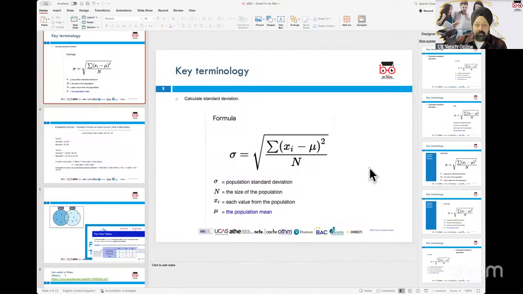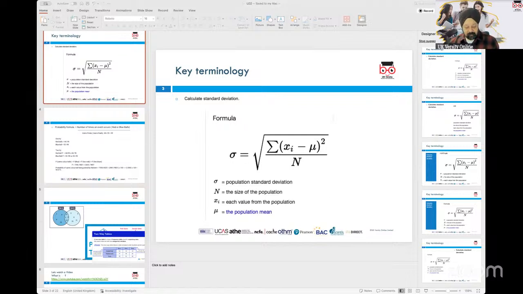So this is the formula of calculating standard deviation. It is the square root of the summation of xi, which is each value from the population, minus mu, which is the population mean, divided by the size of the population. So if we go back to the table which has been given to you, you have 2 values, xi and fi. Now, in order to do this, you'll need to use this formula to calculate the mean.